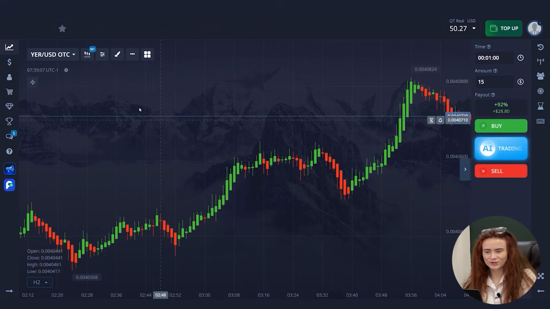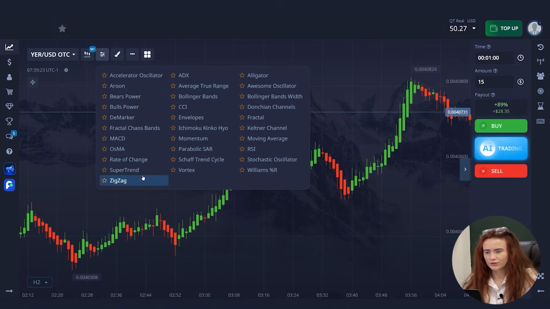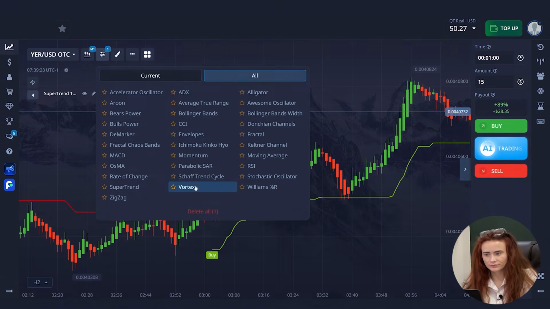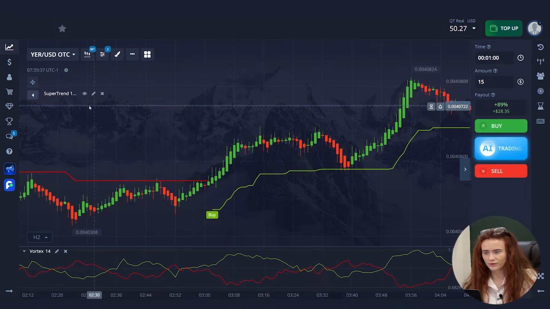Now I'll show you the settings that I use to work with the strategy. You can just repeat after me so as not to make a mistake. I use the Heikin Ashi chart type, the time frame will be 1 minute. Now you need to open the indicator section and choose SuperTrend and Vortex. And let's adjust the settings of both indicators.